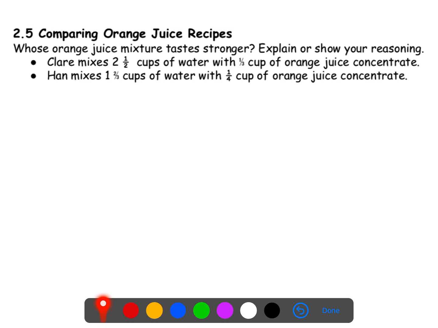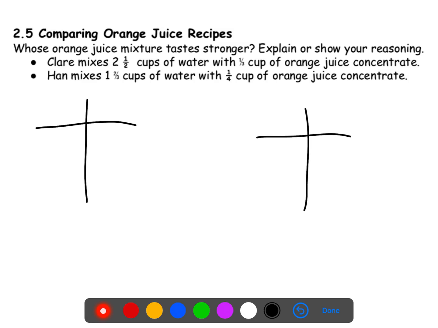The best way to compare this is to come up with a unit rate. We want to know how much water is going into the mixture for each cup of concentrate. Or we could do it the other way around: how much concentrate is going in for 1 cup of water? It really makes no difference as long as we calculate the same thing for both of them. We could do a proportion again, but I like the idea of the table. We're going to have 2 tables because we have 2 different mixtures, Claire and Han.